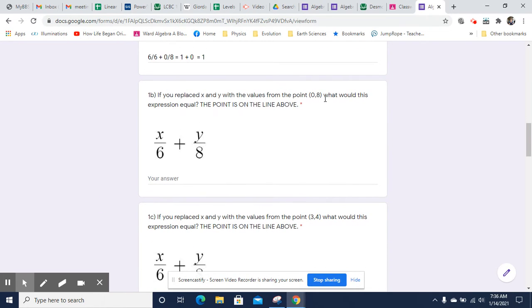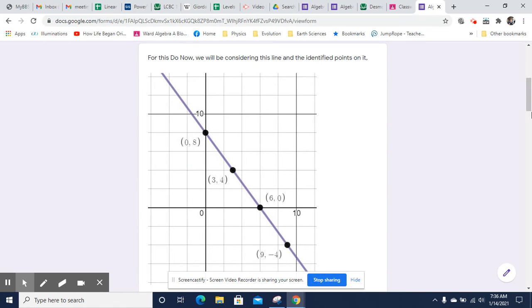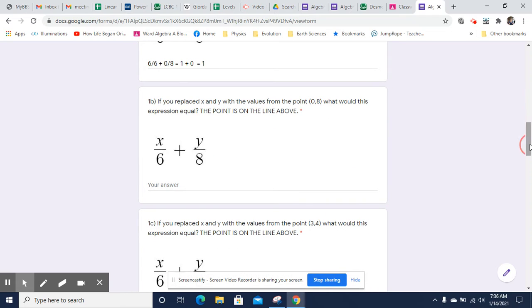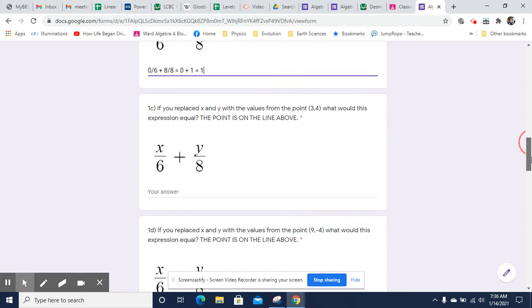Let's take a look at the next one. This point is also on the line, (0, 8) right there. We'll test that one out. We're doing a little experiment here. See what happens. So x is going to become 0 and y will become 8. So it's going to be 0 over 6 plus 8 over 8. And this time we end up with 0 over 6 equaling 0, and 8 over 8 is 1. And so that just equals 1. And again, we got 1 both times. That's very mysterious or suspicious.